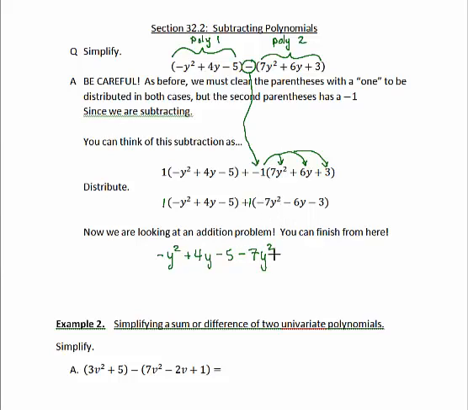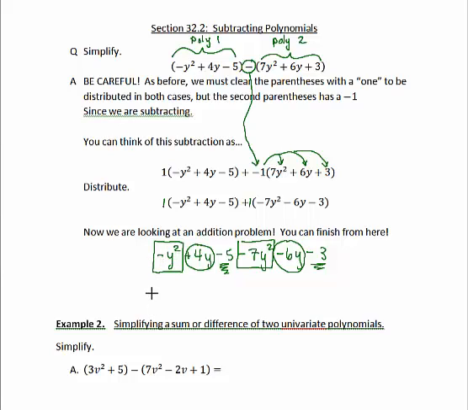So this would be a minus 7y squared minus 6y minus 3. And we pick out the like terms, y squared, combine that with a y squared. I'll draw a circle around the y terms, y to the first power, and then our constants, negative 5 and negative 3.